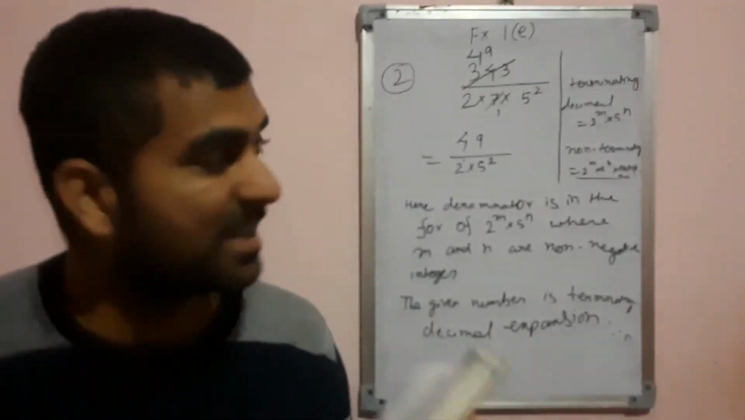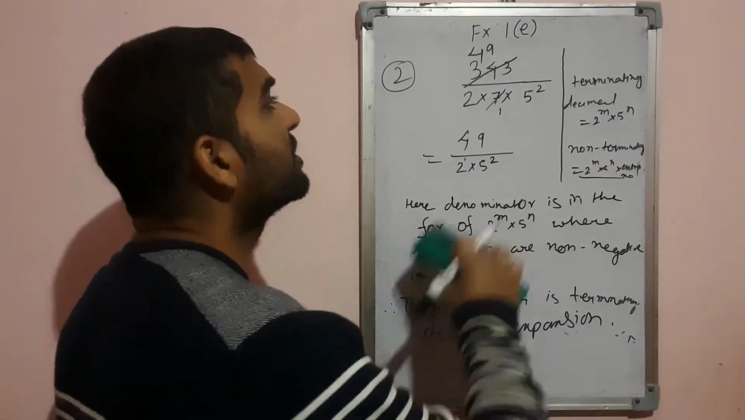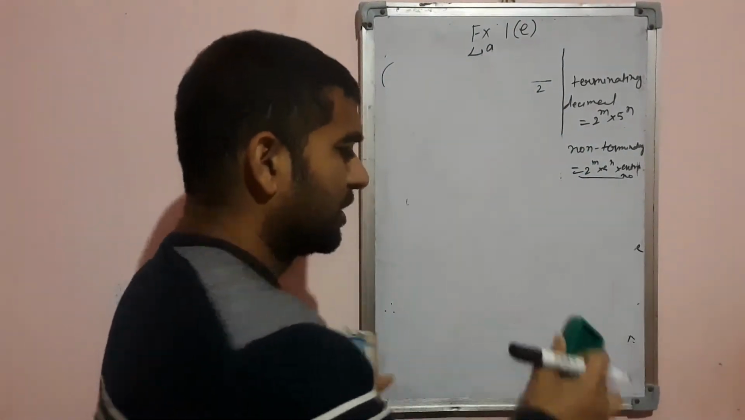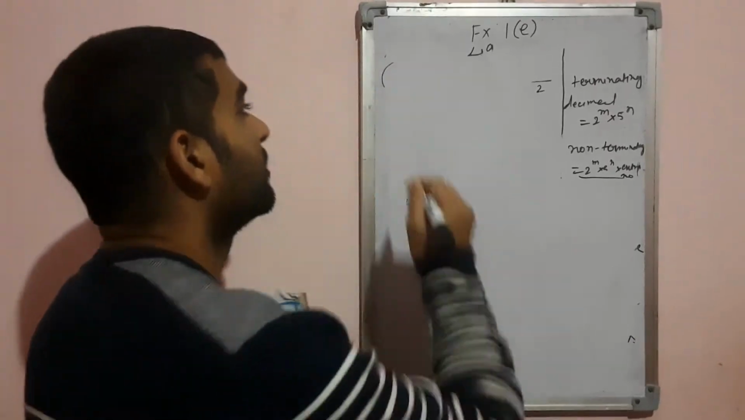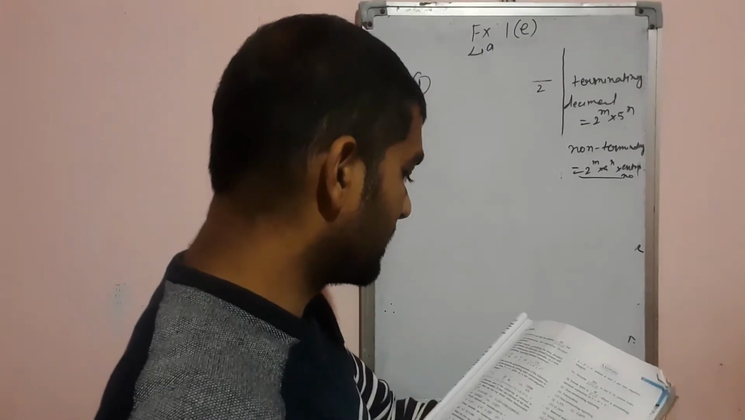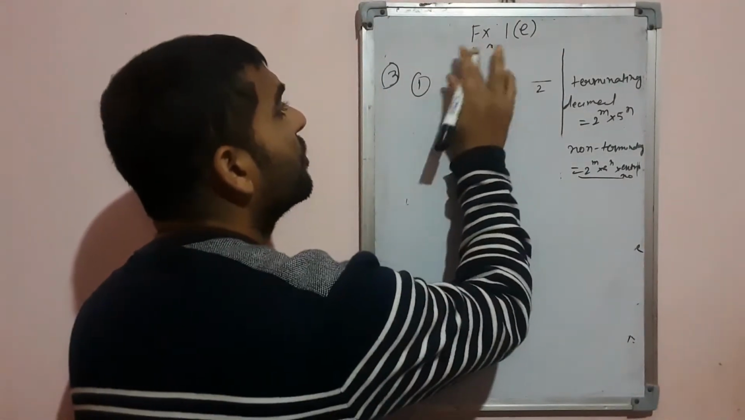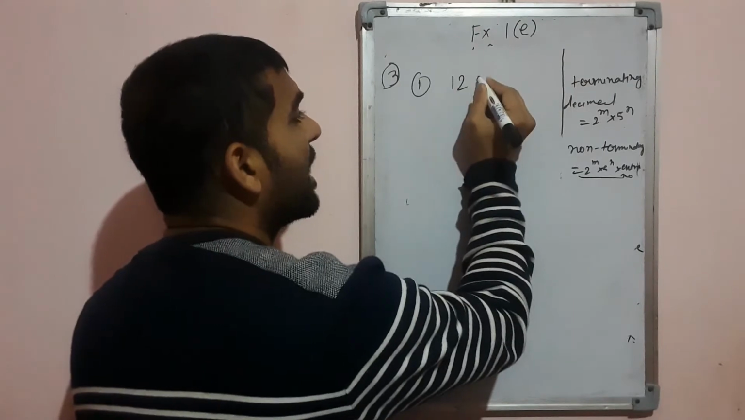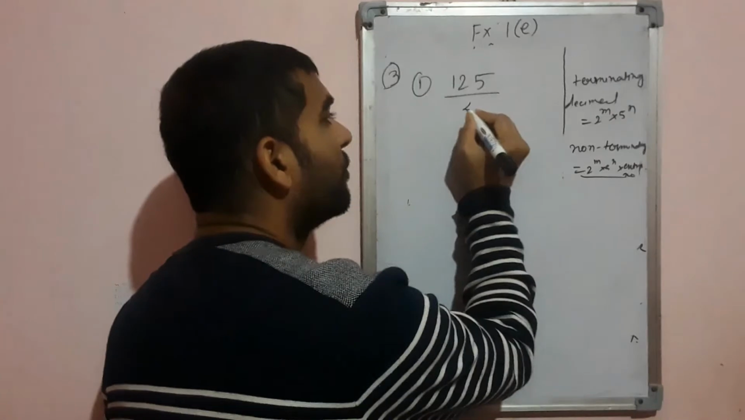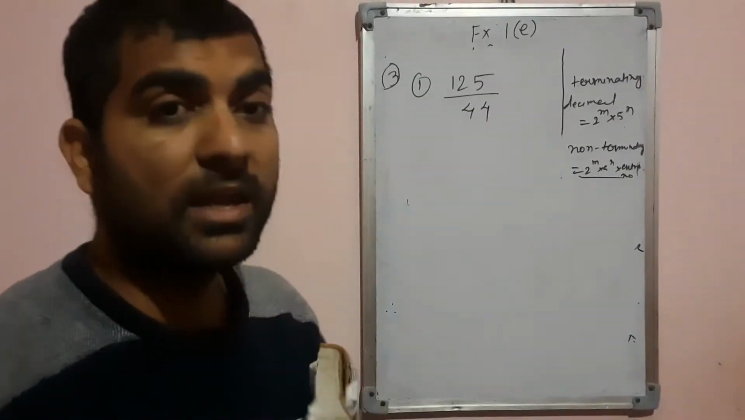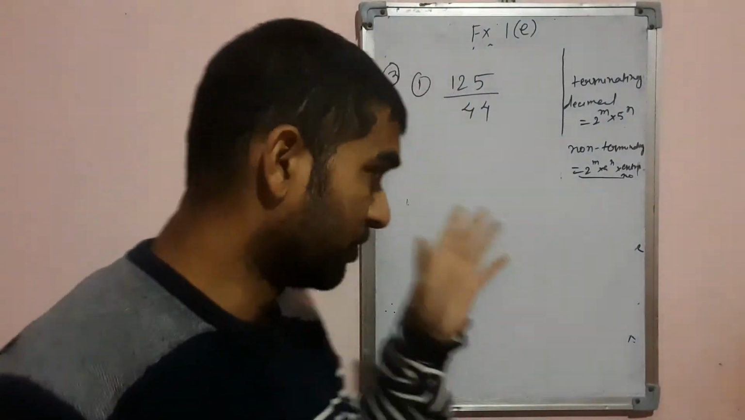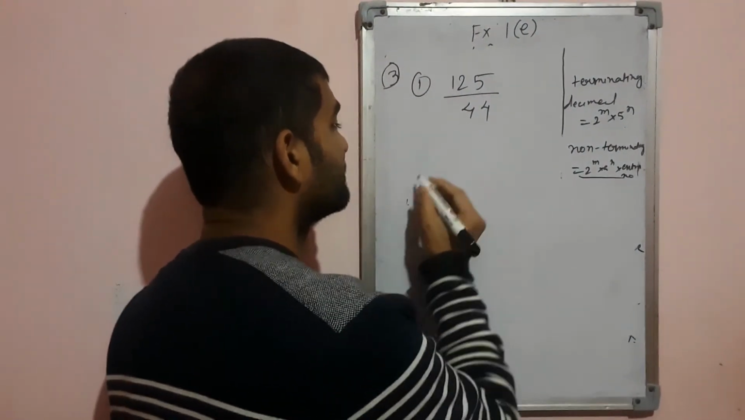Also it is based on the same concept. Question number 3, here we have subdivision 3. We will take the first one. What is number 1? 125 divided by 44. Now again, what will he do? First he will try to cancel, but he will not be able to cancel. So next take the denominator.